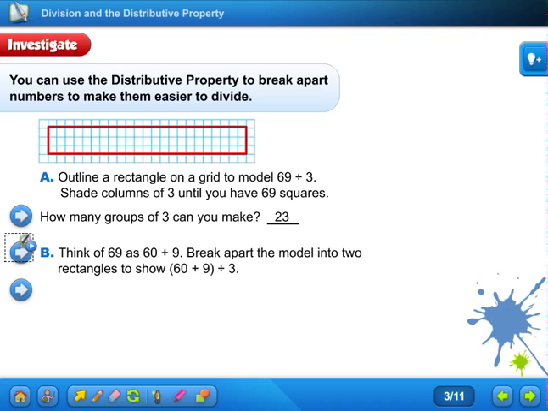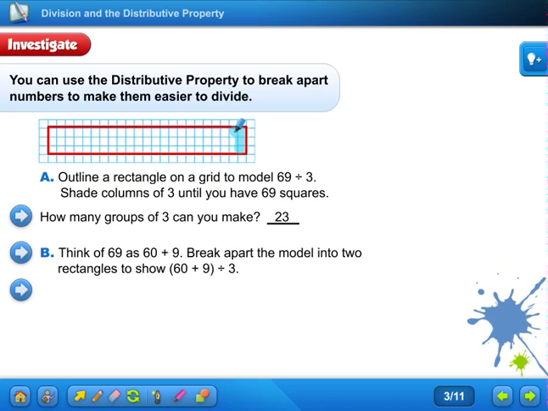B. Think of 69 as 60 plus 9. Break apart the model into 2 rectangles to show 60 divided by 3 plus 9 divided by 3. This is starting to look like what we did when we did multiplication. Do you remember that? All right, let me get a color up here. I'm going to put the 60 up here and the 9 over in this section. The 9 will probably be easier, so let me do that first.